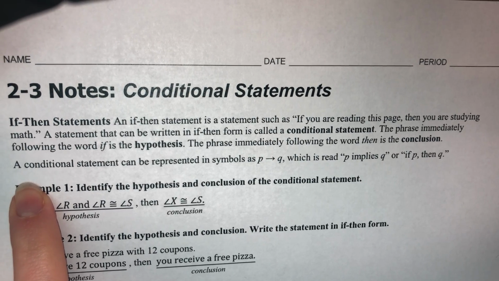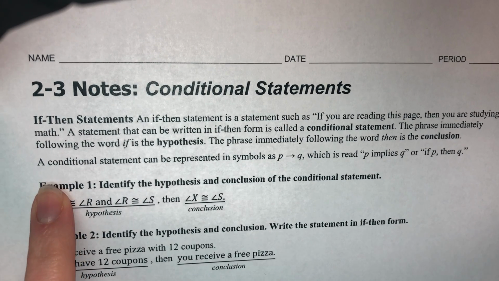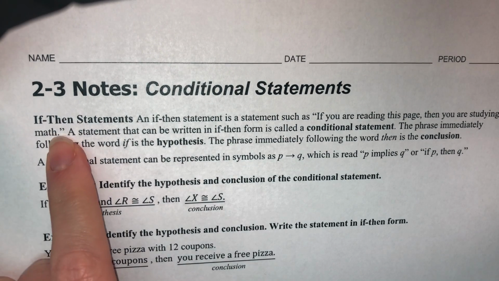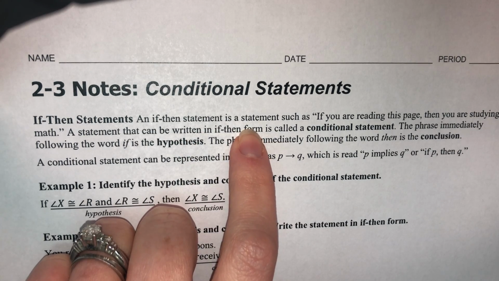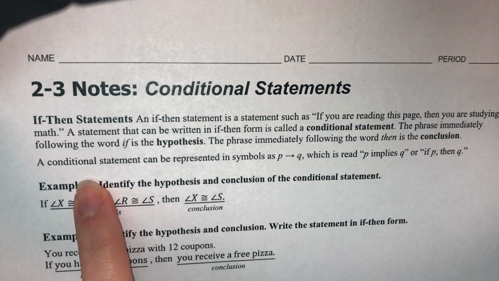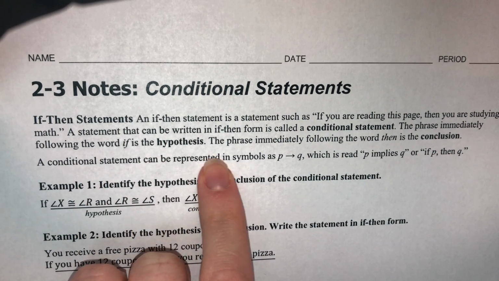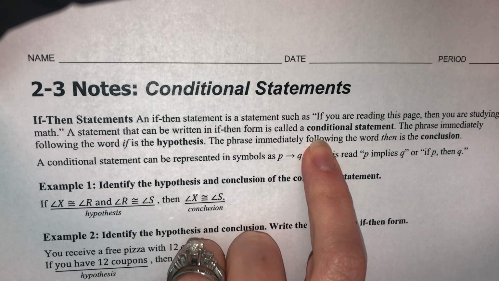Welcome to geometry class. Today's lesson is called Conditional Statements. So, conditional statements in math class are often written as an if-then statement. An if-then statement is a statement such as, if you are reading this page, then you are studying math. A statement that can be written in if-then form is called a conditional statement.